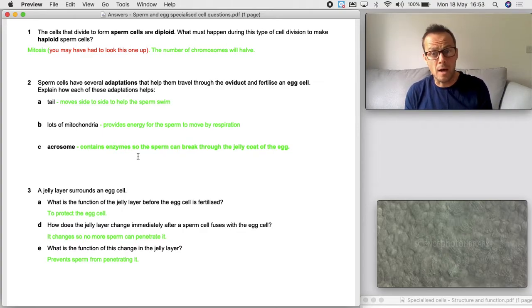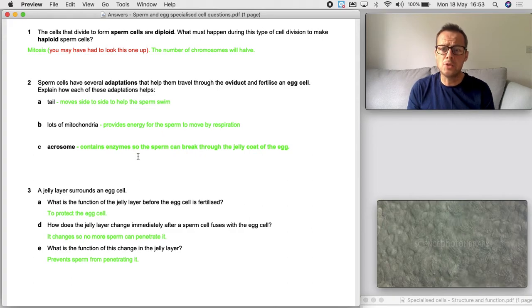And then the hard one, the acrosome. The acrosome is an area on the head of the sperm, and that contains lots of enzymes. Those enzymes can break through the jelly coat of the egg, so the sperm can fertilise the egg. Looking at the egg cell, question 3: what is the function of the jelly coat around the egg? That is protection. It protects the egg, so it's ready and viable for fertilisation.